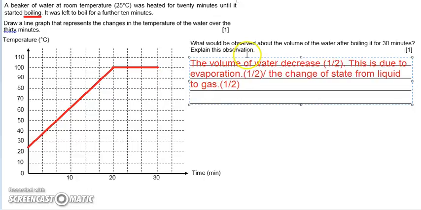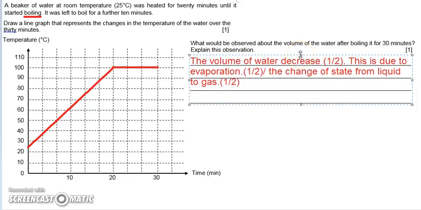So the total volume of water decreases, and this is due to evaporation, because of the change of state from liquid to gas. You can either use evaporation, or you can use the change of state from liquid to gas. Each will give you half a mark.